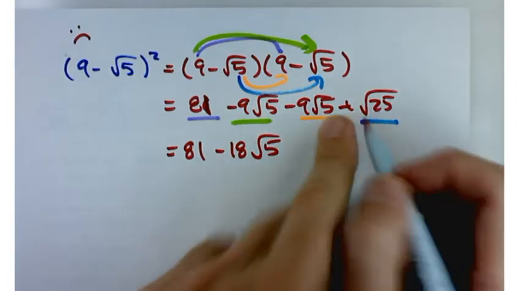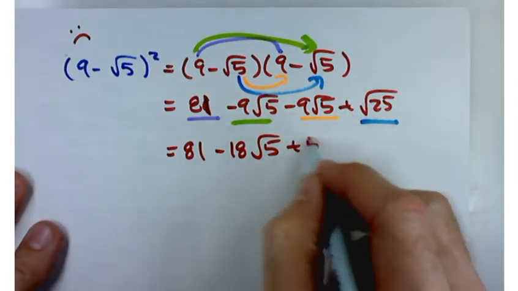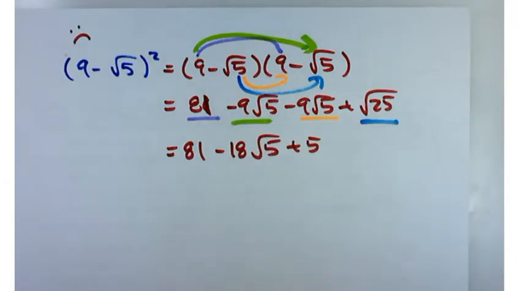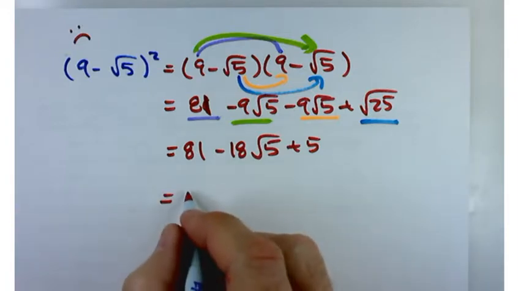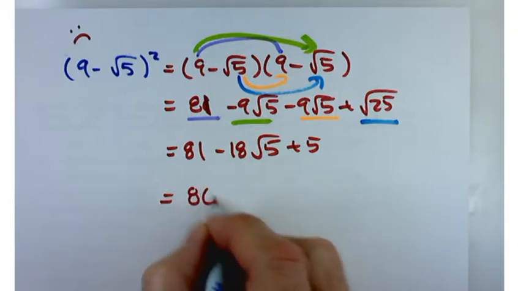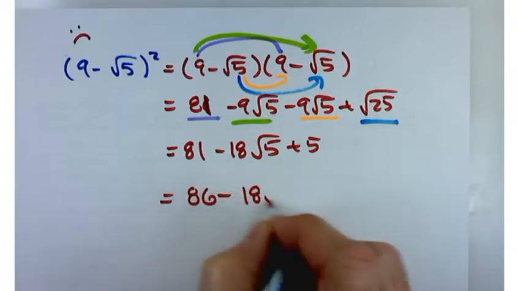Last but not least, square root of 25 is 5. And if you left it like this, you'd leave me in a little bit of a quandary. Basically, you'd be hoping that my favorite sports teams had been winning over the weekend, because there's a little bit more that I expect. So what should I write here as my last answer? Thank you. 86 minus 18 times the square root of 5.